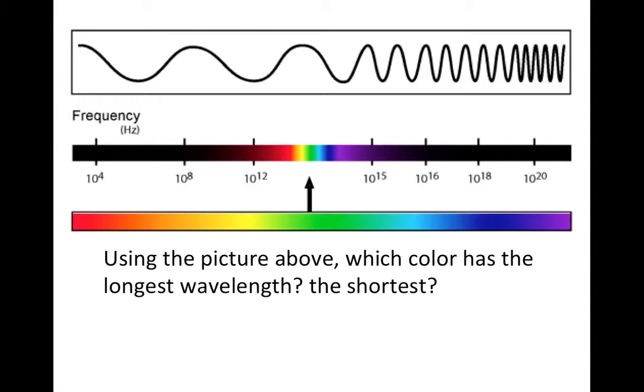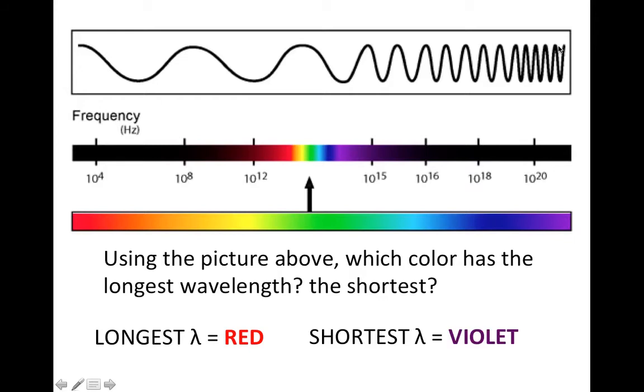Okay, so when you look up here, red, the waves are separated out more. So the distance between crest and crest is higher on red. So red has the longest wavelength, okay? So on the shortest, when you look over at purple, purple has them the most squished and the crest to crest is the smallest. So the shortest wavelength is violet or purple.